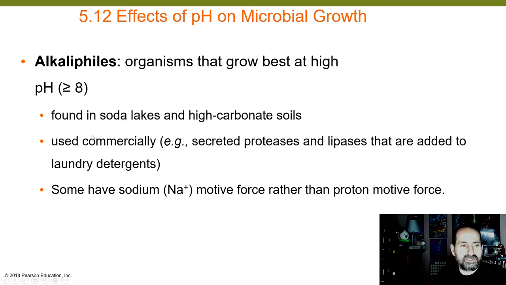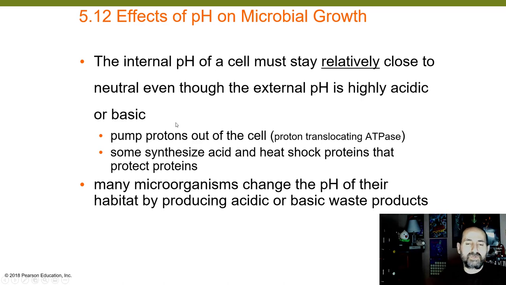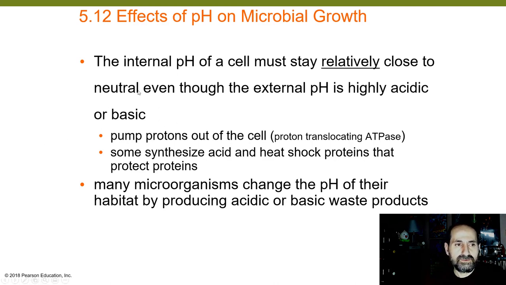Now, one thing that's really interesting about acidophiles versus alkalinophiles is that they try to keep their internal conditions relatively close to neutral, even though their external pH is highly acidic. They could achieve this by pumping protons out of the cell or synthesizing acid and heat shock proteins that protect proteins inside of the cell. They can change the pH of their habitat by producing acidic or basic waste products. So did you see what I'm saying? Even if a bacterium lives in an acidic pH, it'll still try to keep its internal conditions relatively close to neutral. Or if it lives in a basic environment, it will still try to keep its internal conditions relatively neutral by using certain tricks.